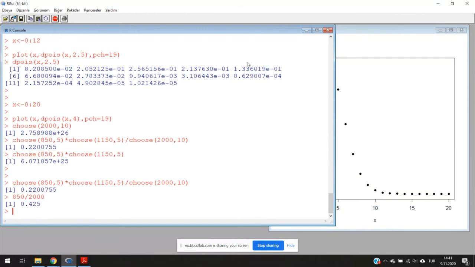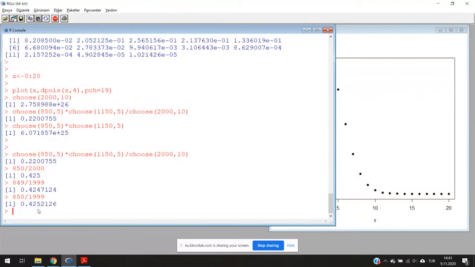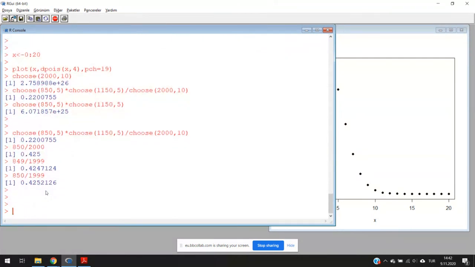So if your first person selected is a female, then the second person will become a female with this probability, because there will be 849 females left and a total of 1,999 people left. But if you select a male in the first choice, then the probability of selecting a second person as a female will be very close to that one, actually. Therefore, we will approximately assume that this 0.425 is a constant probability at all times, assuming that we are making a selection with replacement.